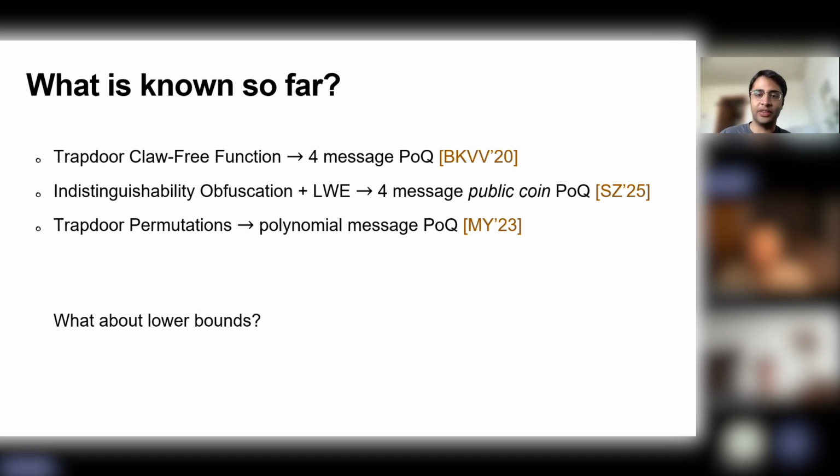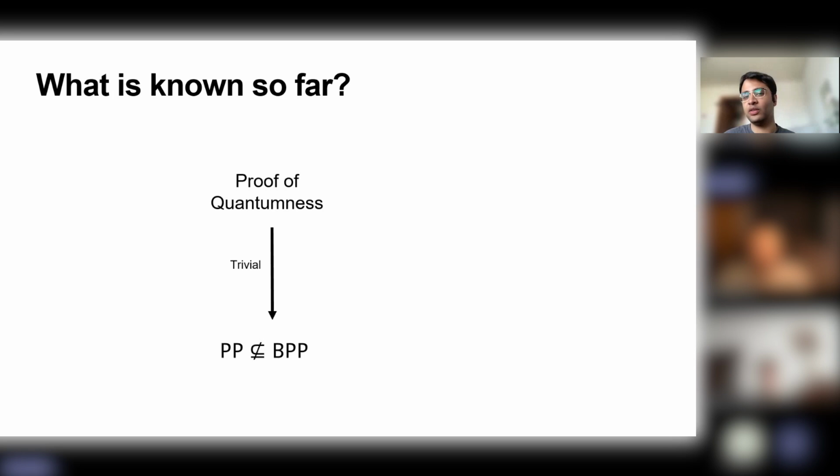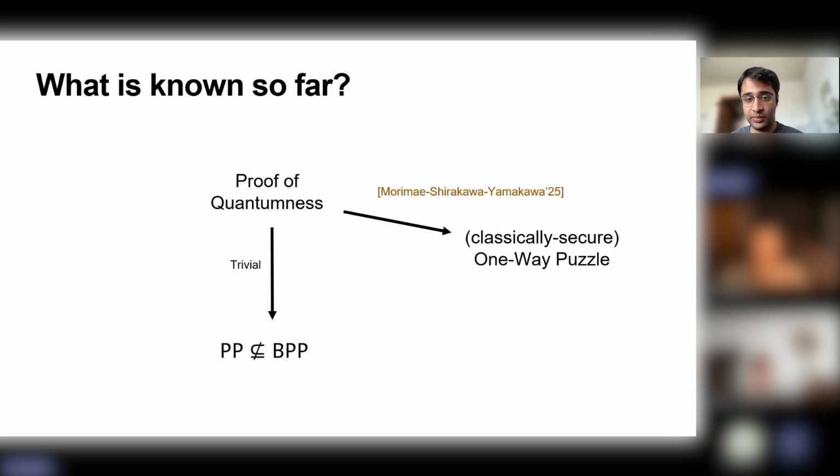Well, here the picture is much murkier, because we know that proofs of quantumness, trivially, with the complexity-theoretic way, imply a very mild separation, which is BPP does not contain PP, or #P, morally the same thing. And this is almost trivial. And we can say something a bit stronger. This is actually a major recent result by Morimae, Shirakawa, Yamakawa, which shows that proofs of quantumness imply something called the classically secure one-way puzzle. So this is a quantum crypto primitive. You need a quantum computer to generate it, but security only holds against classical adversaries.